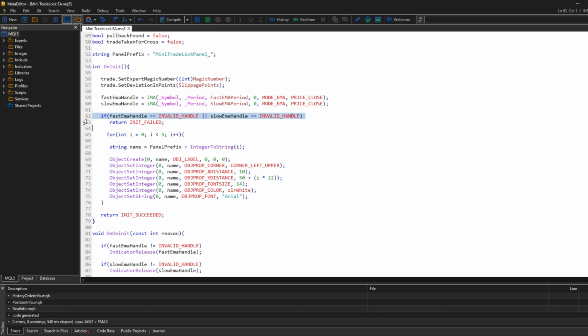Next, we check if either handle is invalid. If one of them failed to create, then we return INIT_FAILED and the EA stops. After that, we create the panel.